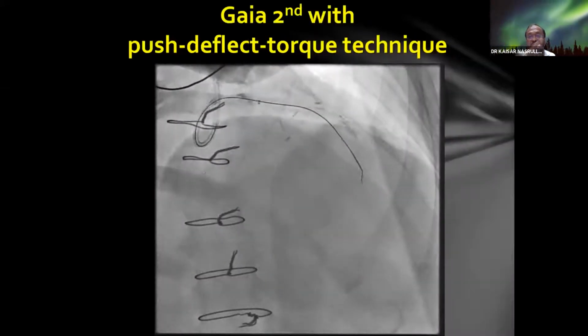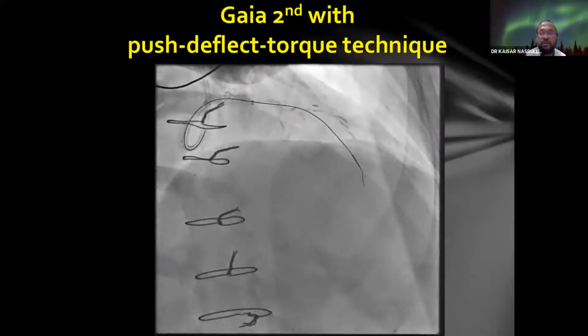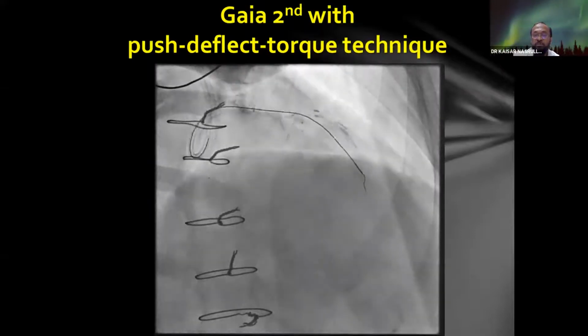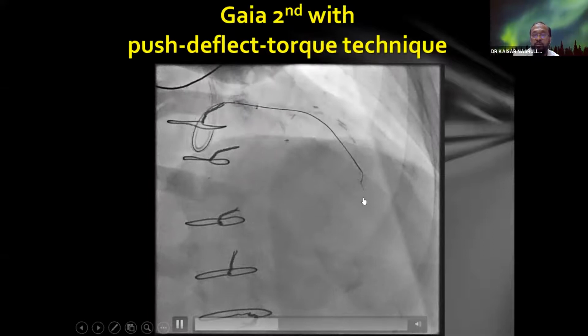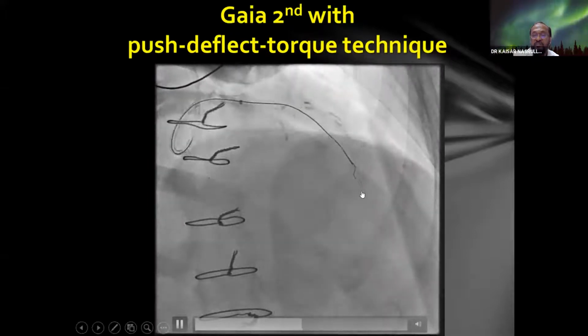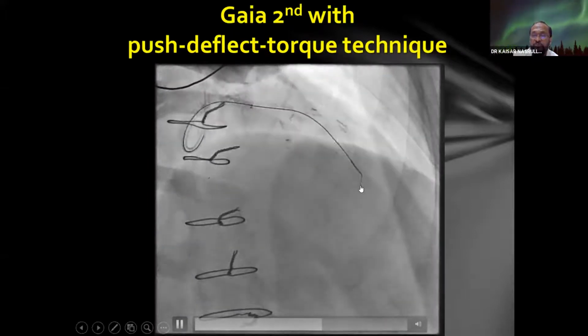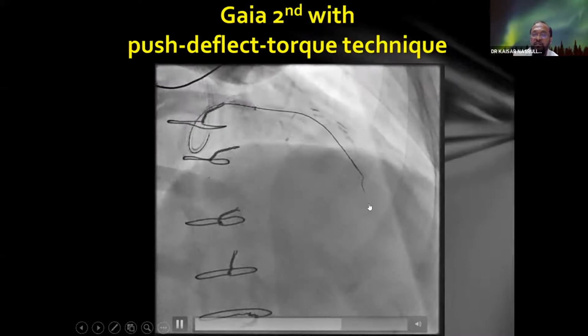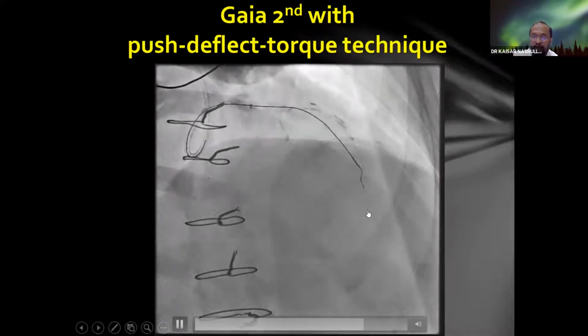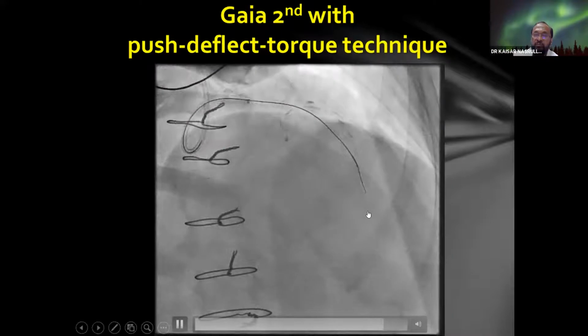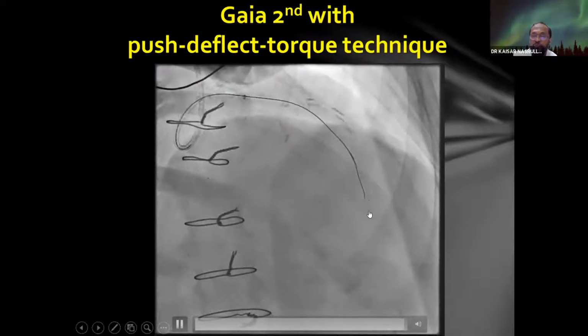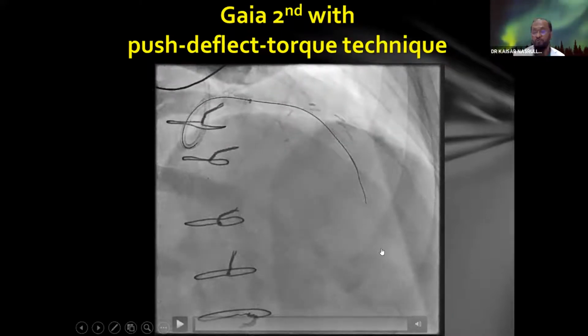So you can see, this is the Gaia wire. You just observe the tip, push, there's a deflection, and you see where it's bending, and then you can deflect and push again. And if you're in the right channel, now it's going, going to true lumen.